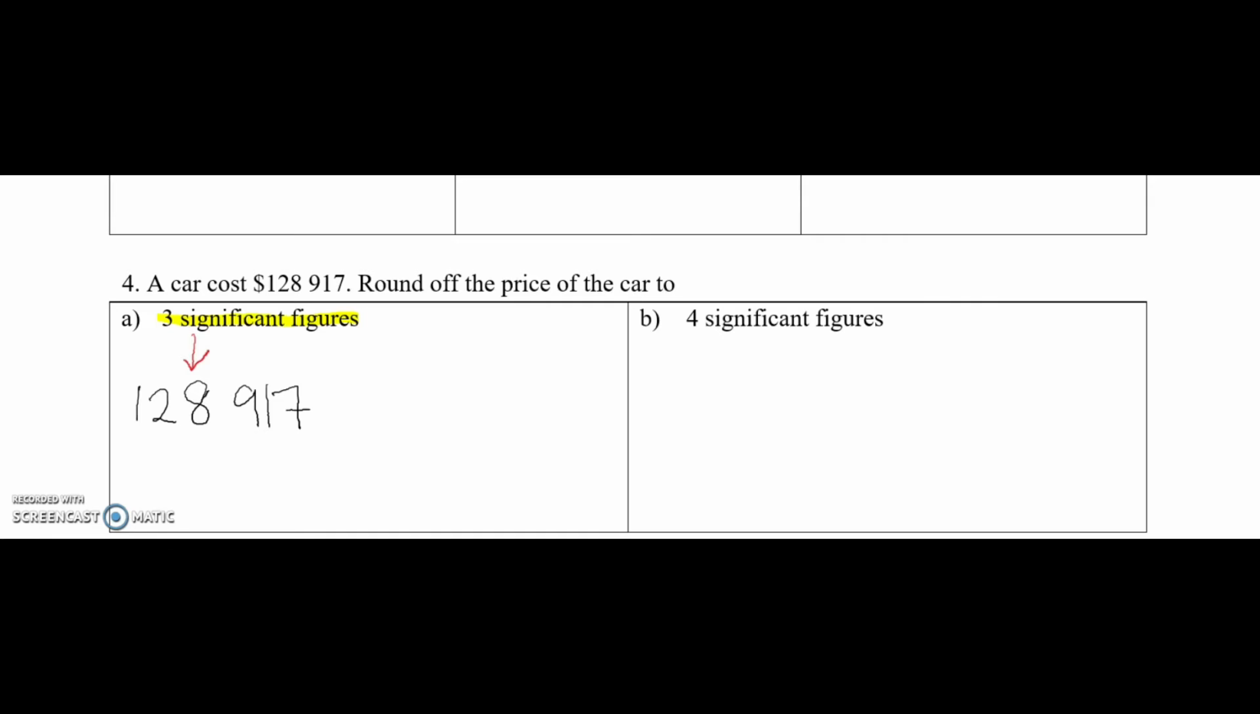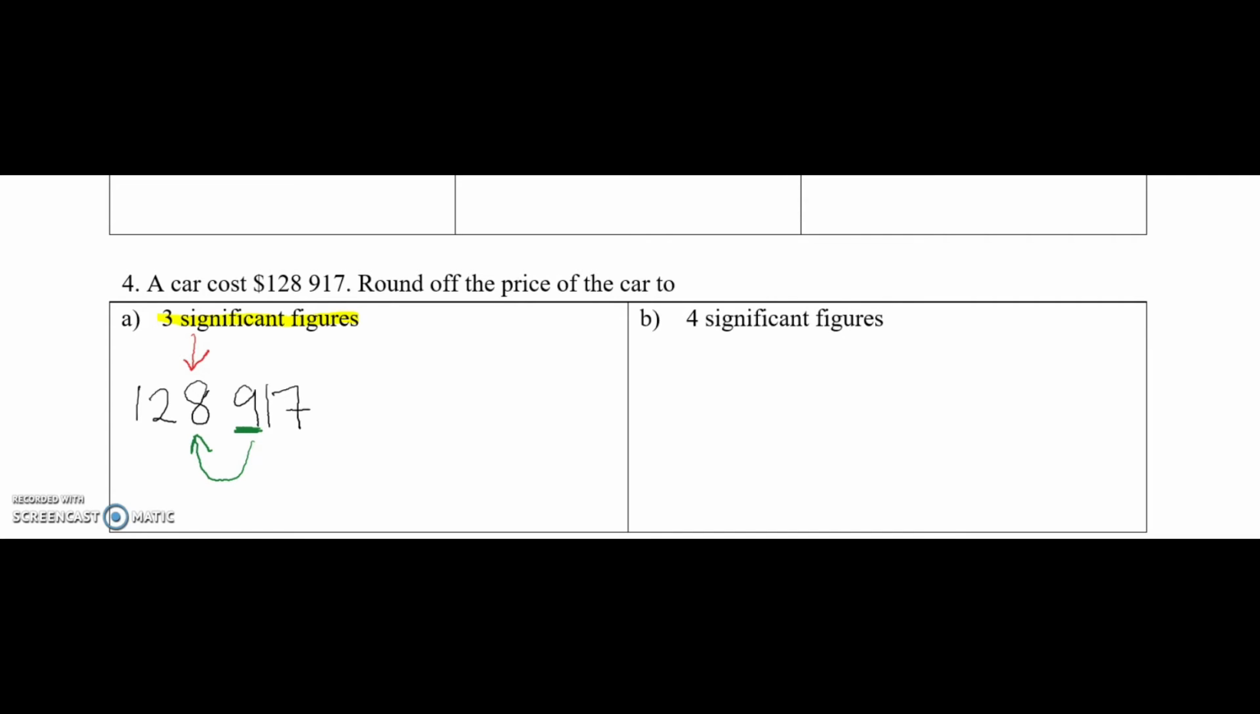Now, we know that we want to round off to the third significant figure, but we must check whether the number after it is 5 or more. If it's 5 or more, we would need to round up. So, the number after the third significant figure is 9. And we know that 9 is more than 5. So therefore, we need to round up the third significant figure.